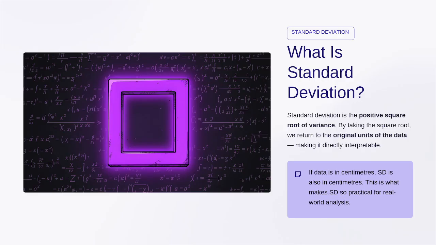So, standard deviation is simply the square root of variance. Because of the square root, the answer comes back to the original unit. For example, if heights are measured in centimeters, then standard deviation is also measured in centimeters. That is why standard deviation is easy to understand and widely used.